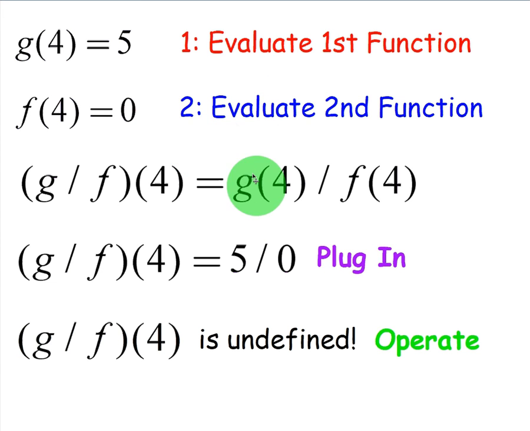Now we have to figure out what g of 4 over f of 4 is, so we have to plug those values in. So g of 4 is replaced with 5, f of 4 is replaced with 0. However, we cannot divide by 0, so therefore g over f of 4 is undefined for our last step of operation. Sometimes it happens where you get an undefined when you do function composition.